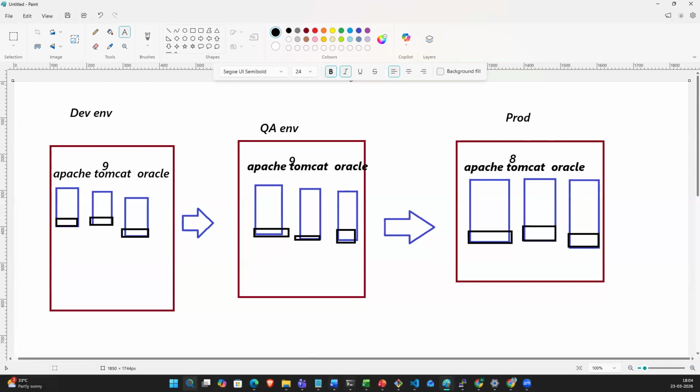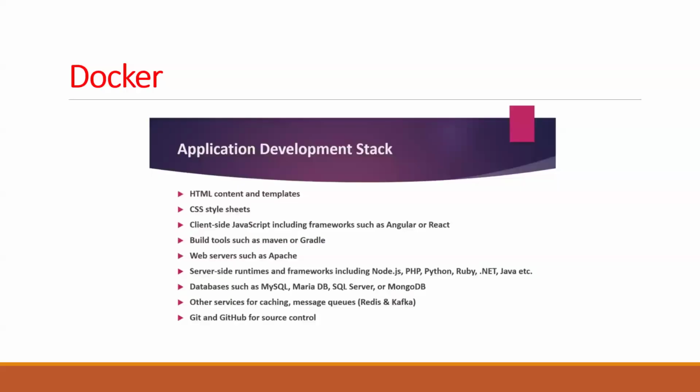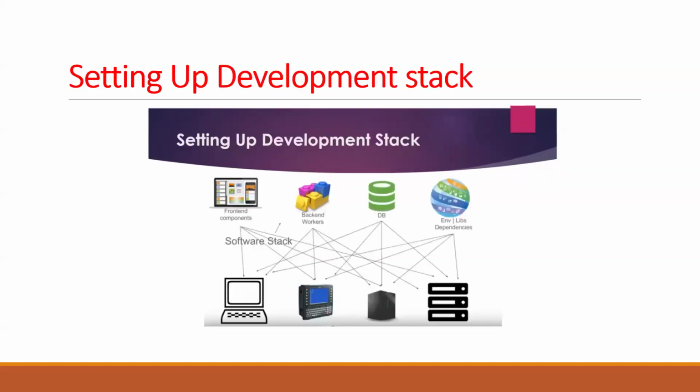I will show you that. The application stack includes HTML, CSS, client-side JavaScript, build tools such as Maven and Gradle, and a web server such as Apache. It also includes server-side runtimes and frameworks including Java, Node.js, PHP, Python, Ruby, and .NET, and databases such as MySQL, MariaDB, SQL Server, and MongoDB. Other services are caching, messaging queues, Redis, Kafka, and Git and GitHub for source code management. These are all the application development stack.